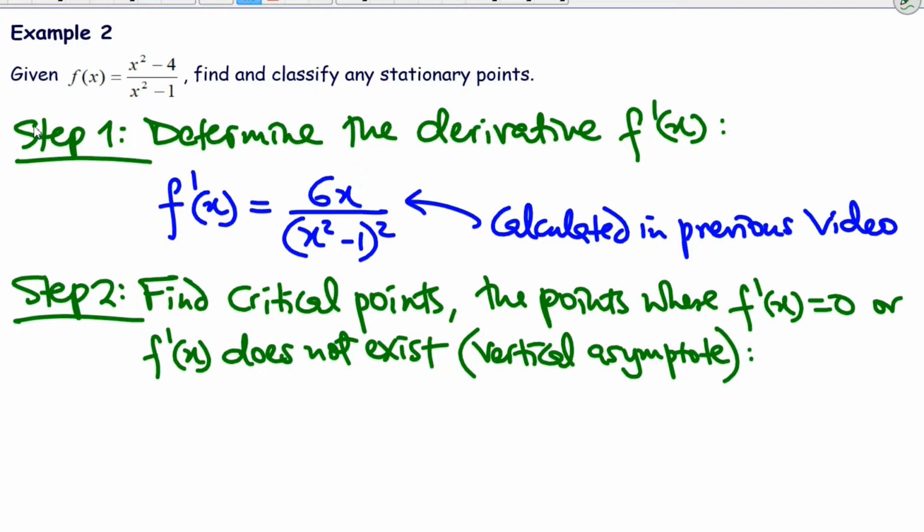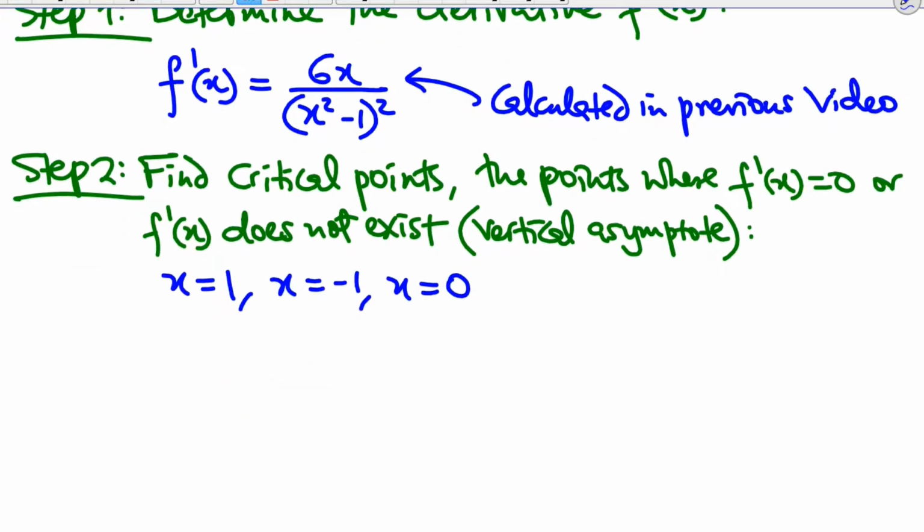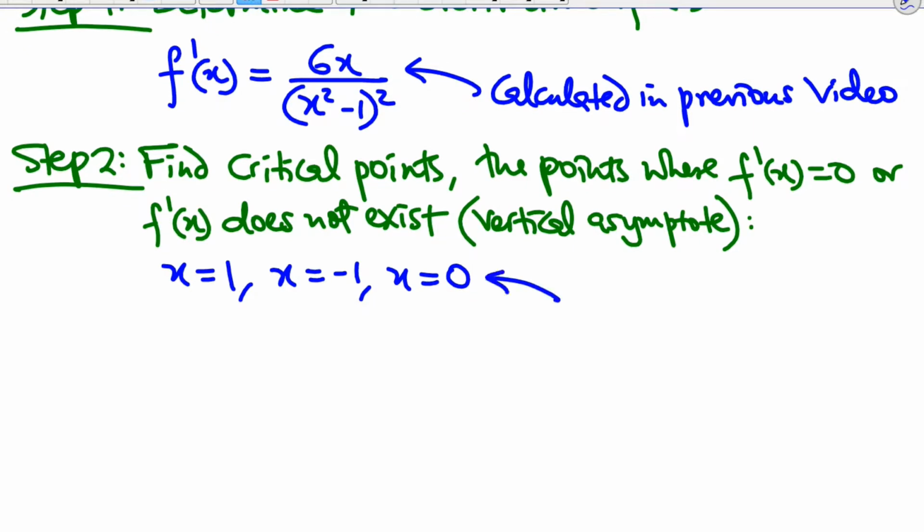Now we had already calculated this previously, and our critical points were x equals 1, x equals -1, and x equals 0. So I'll just add another note that this was calculated in previous videos.